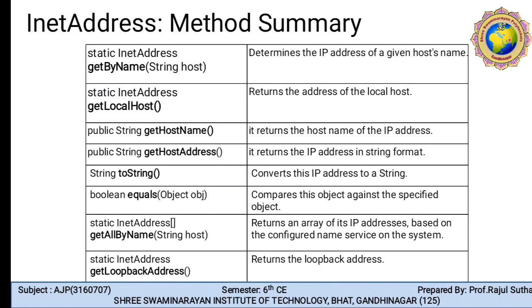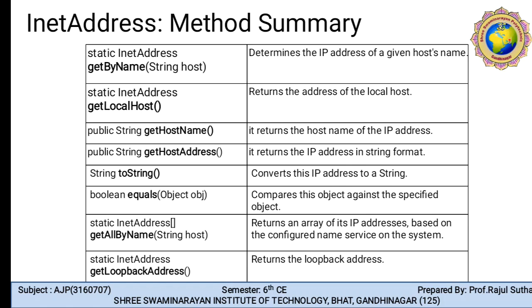Here are the methods used for InetAddress. First, static InetAddress getByName(String host), which determines the IP address of the given host name. Second, static InetAddress getLocalHost(), which returns the address of the localhost. Then public String getHostName(), which returns the host name of the IP address. Public String getHostAddress() returns the IP address in string format.